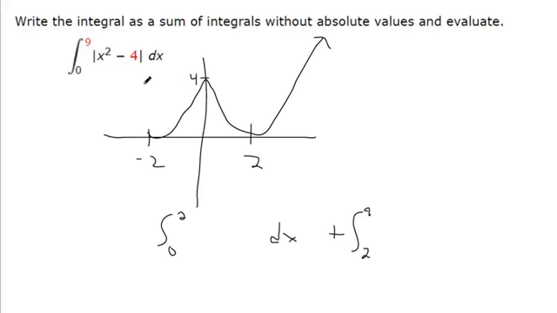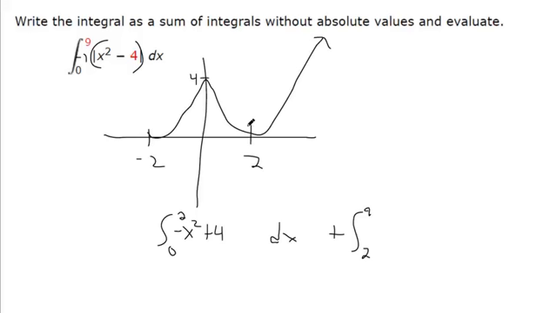So if you want to reflect a function about the x-axis, you multiply the whole thing by a negative sign, the whole thing inside the absolute value by negative sign. So -x² plus 4, that should be the function that represents this area between here and here.